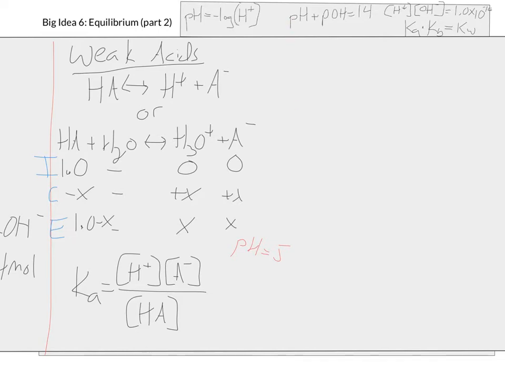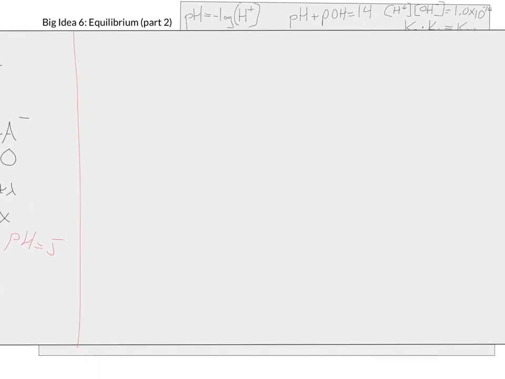The weak bases, get my pen back out, are not much different.